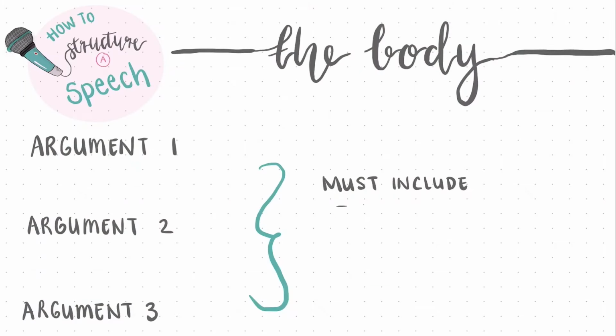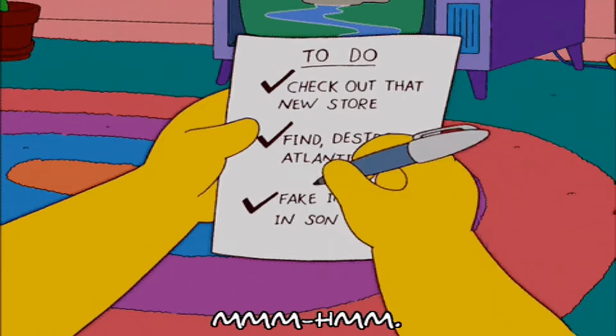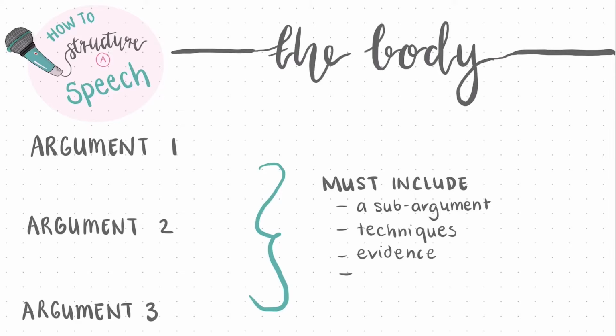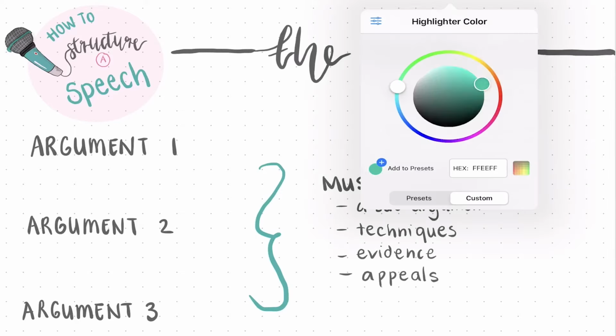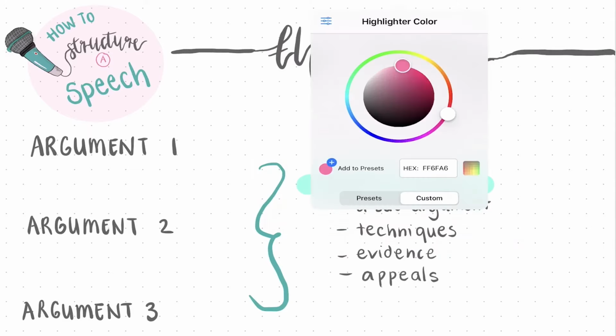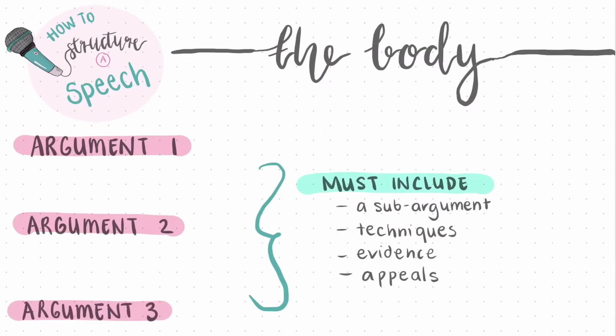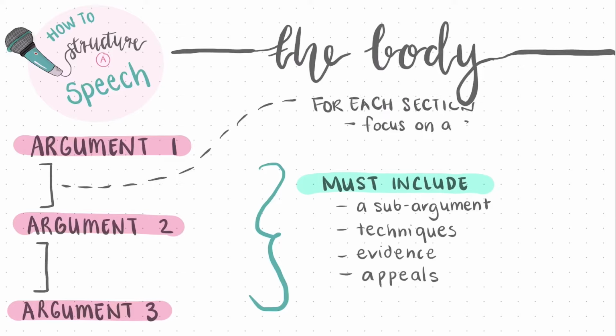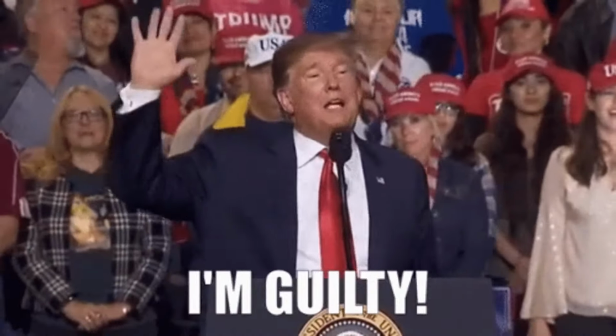Throughout each body paragraph, you should be including a sub-argument, a range of techniques, evidence, and an appeal of some sort. I like to focus on a specific set of techniques or appeal for each section. This helps you create a clear tone and message throughout your sub-argument. For example, I might start with an appeal to the emotion at the start to get my audience hooked, make them feel guilty, and maybe a little depressed.